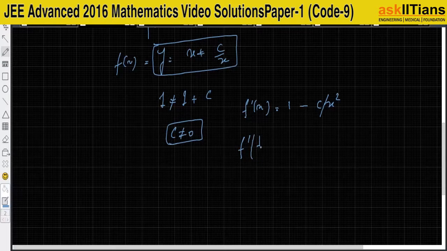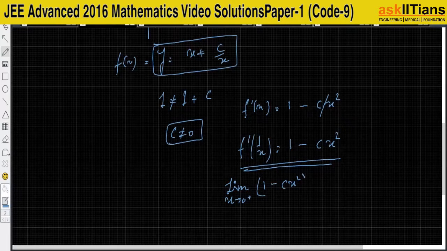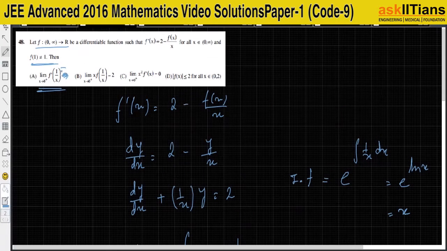So what will be f dash of 1 by x? f dash of 1 by x is 1 minus c x square, since this will go upward. And we need to find out the limit of this function as x tends to 0 plus of 1 minus c x square. This is option A. If I put x equal to 0, I'll simply get 1. So the limit for this part will be 1, and this is less than or equal to 2. So this option is correct.